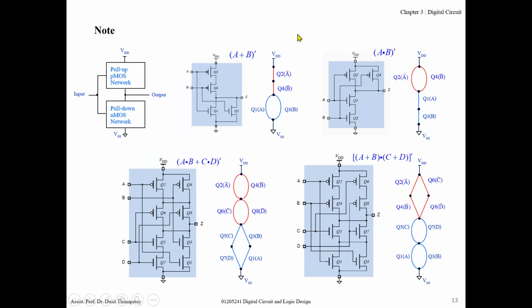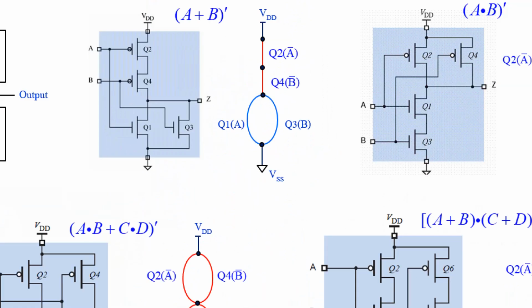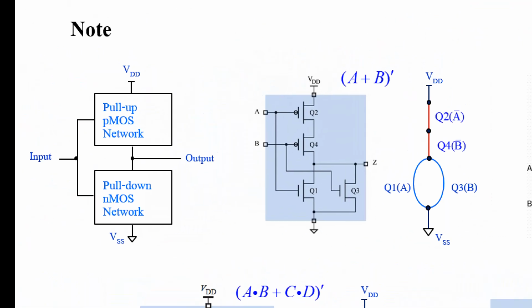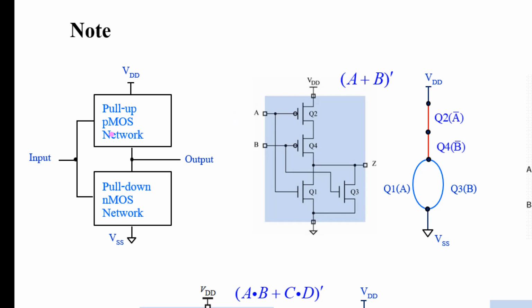Okay, and this is some notes for the circuit analysis and also the circuit design about the connection for the PMOS network and NMOS network. For the PMOS network, we pull up, namely we connect to VDD, and the NMOS network is pulled down, namely connect to ground, like this. This part connects to VDD.